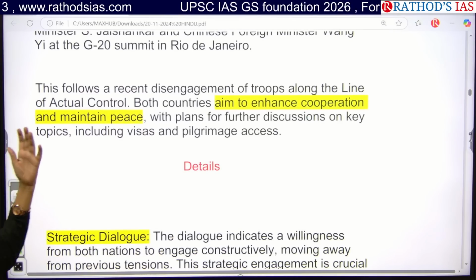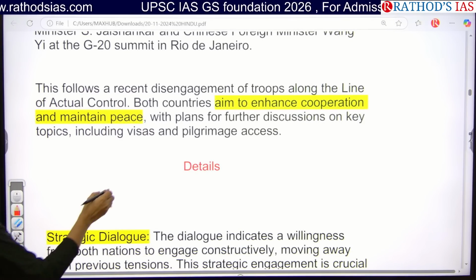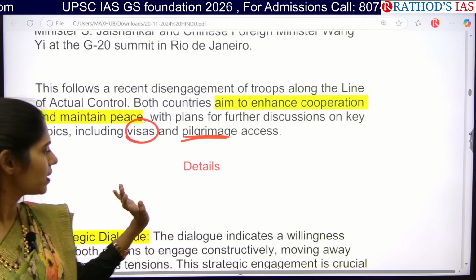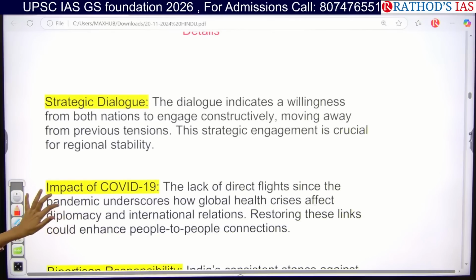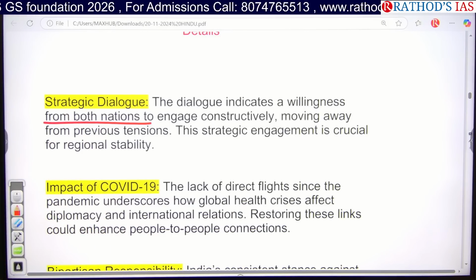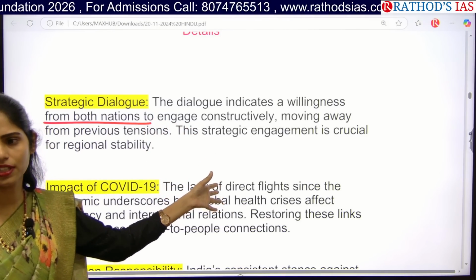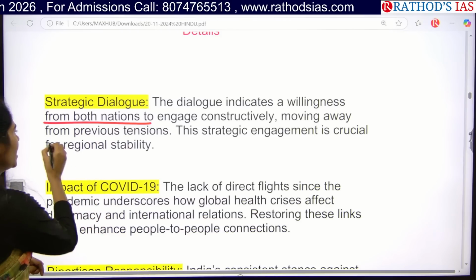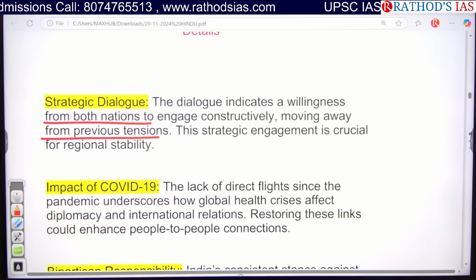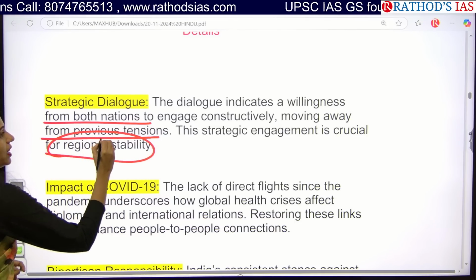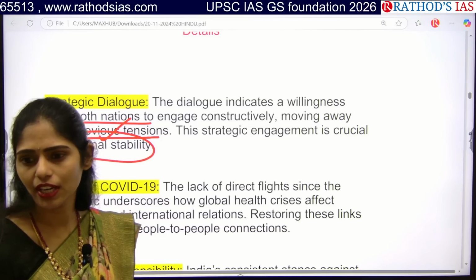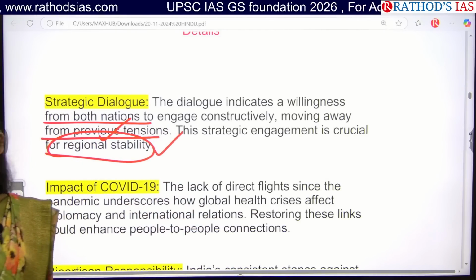And they are even going for further discussions regarding visas and pilgrimage access. In future classes we will see that. Okay, now let us see the important points given here. This dialogue indicates that both nations, India and China, are willing to engage constructively. And actually we want to move away from the previous tensions between India and China. Especially whenever you have this kind of discussion and clearing of issues between India and China, we can focus on regional stability.